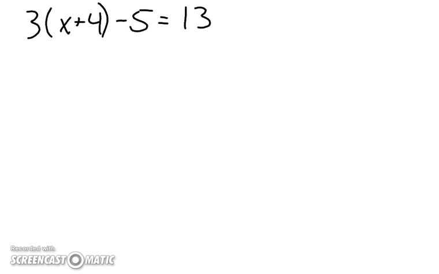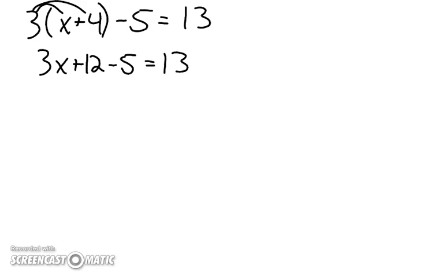Okay, so next, what if I gave you something like 3 parentheses x plus 4 minus 5 equals 13? So now we're just taking the next step. It's slightly more complicated, but it's not too bad. The first thing I would like us to do here is take this 3 and distribute. So we're going to get 3x plus 12 minus 5 equals 13.